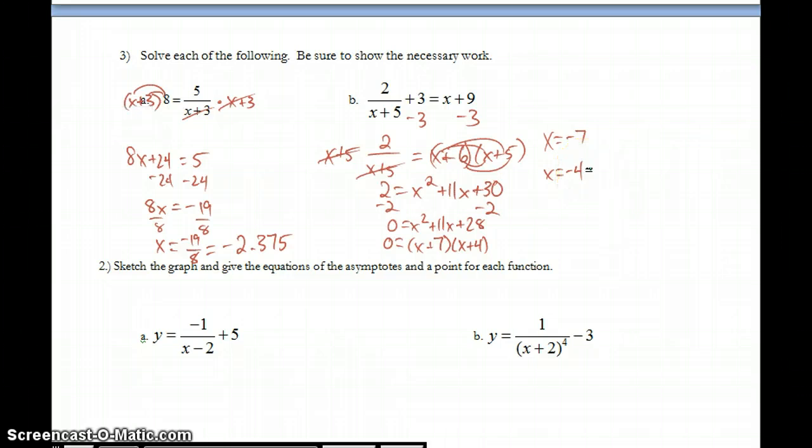For all of these, both A and B, we should always make sure to check our answer by plugging it back in. I believe these ones will all work.